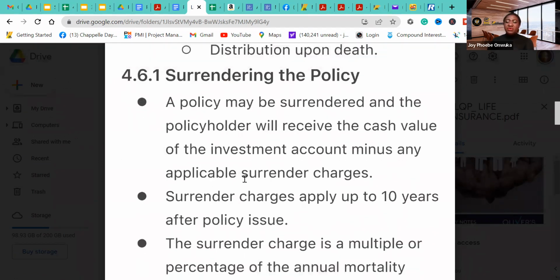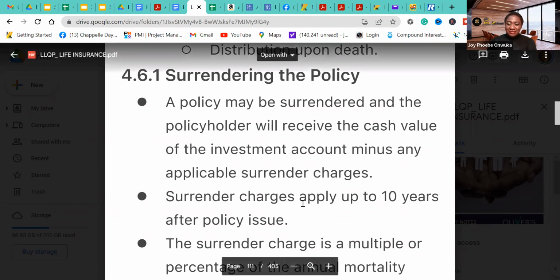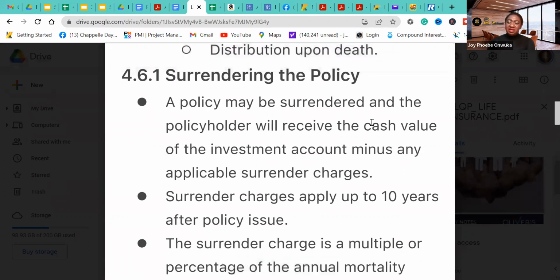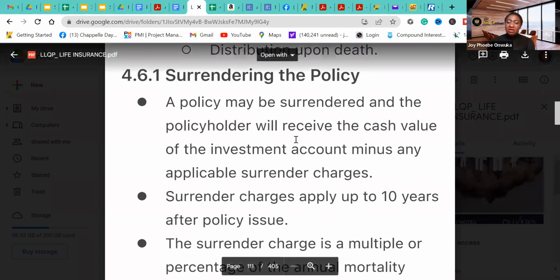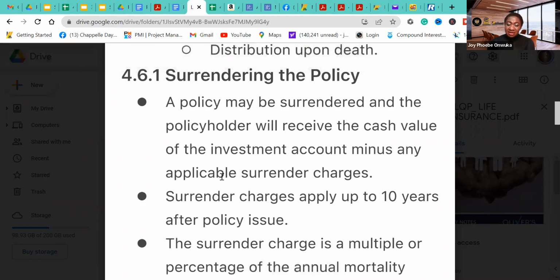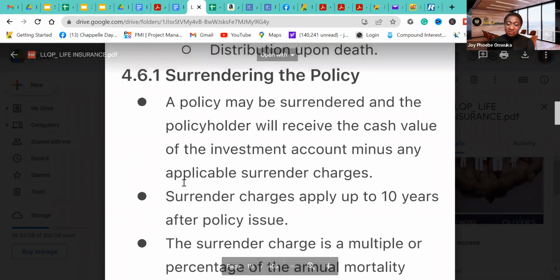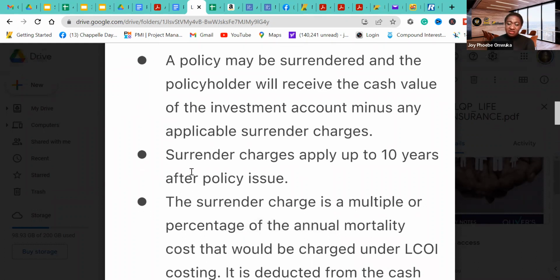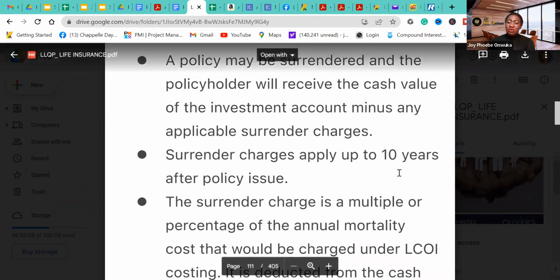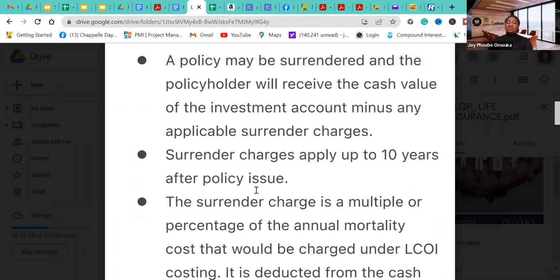Now, surrendering the policy. Okay, what does it mean to surrender a policy? A policy may be surrendered and the policyholder will receive the cash value of the investment account minus any applicable surrender charges. Surrender charges apply up to 10 years after the policy is issued.